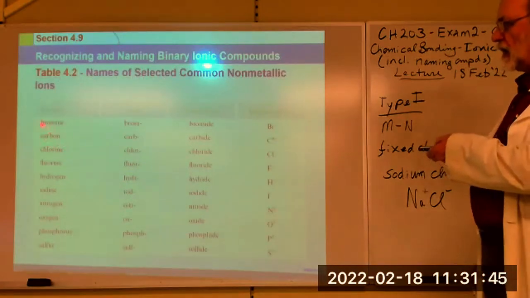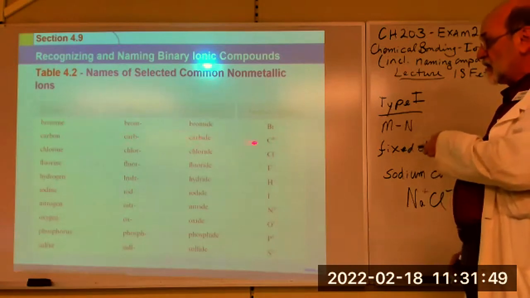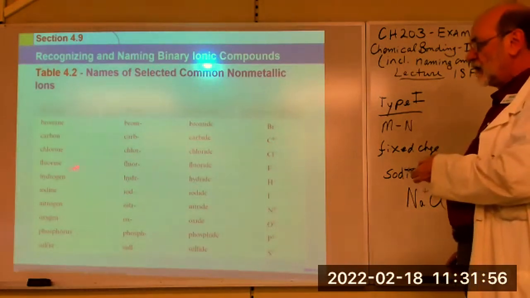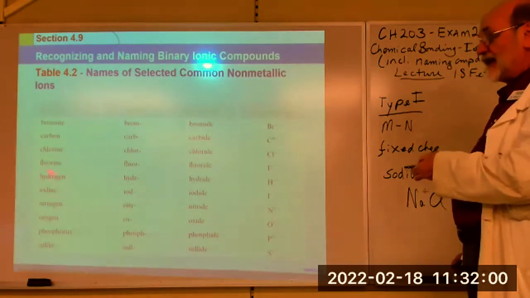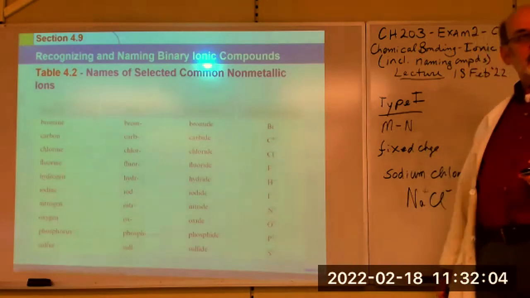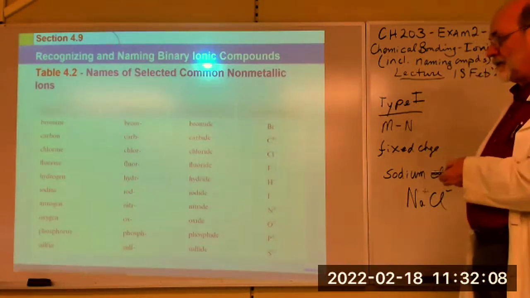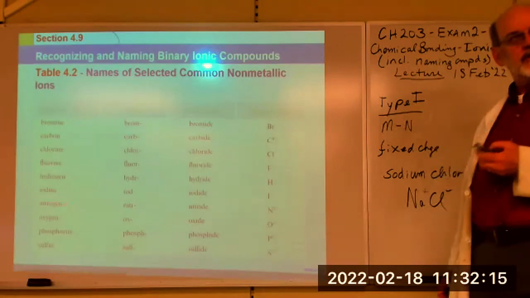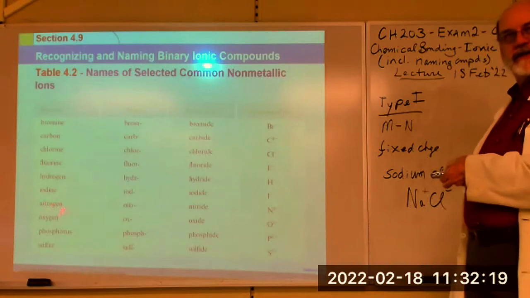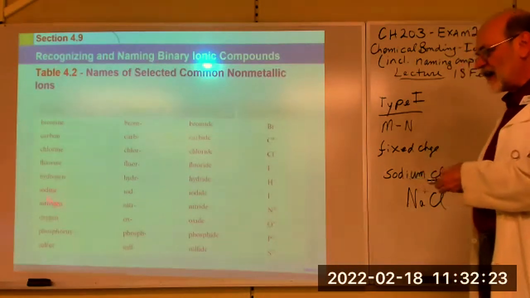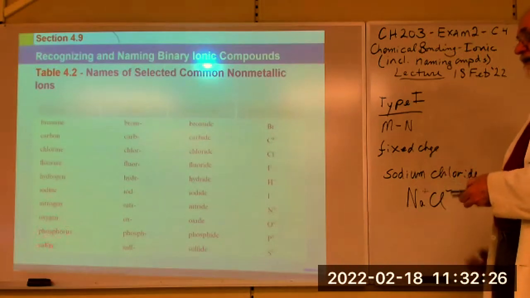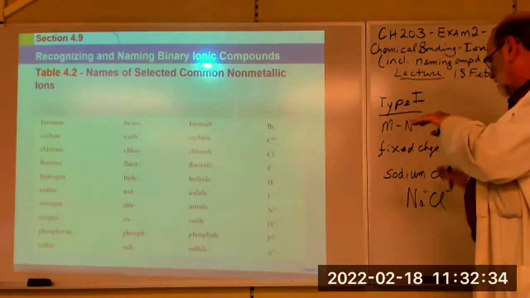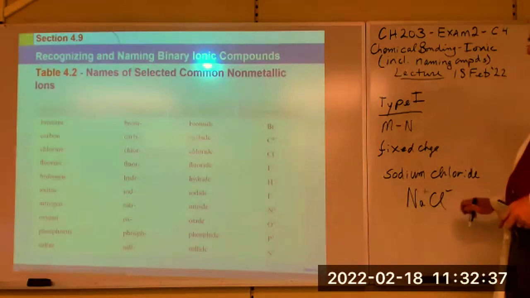Let's see. So bromine will be bromide. Carbide, if the carbon is a negative charge, it's combined with a metal, it's carbide, like our calcium carbide example. Chlorides, fluorides, even hydrides. When hydrogen combines with a metal, it acquires a negative charge. Iodide, nitride. So we sort of fudge on some of these because it sounds better. Instead of nitrogide, it just didn't sound right. So this is nitride, this is oxide, phosphide, sulfide. Those would be the endings, the changed endings for these nonmetals in an ionic compound.